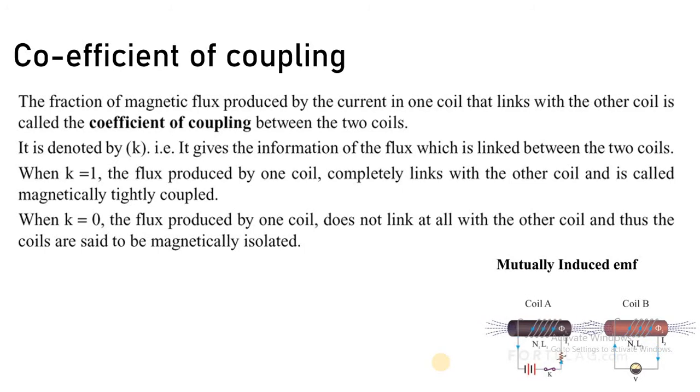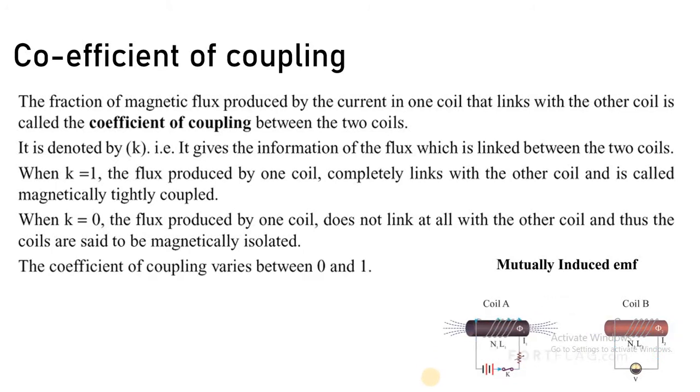So if there is no flux linkage between these two coils, it means the coefficient of coupling is equal to 0. So the coefficient of coupling K value always varies between 0 and 1. 0 means no coupling. No coupling means they are isolated magnetically. If 100% coupling is there, they are called tightly coupled to each other. They are tightly coupled magnetically to each other.